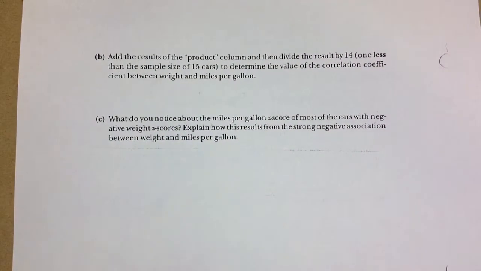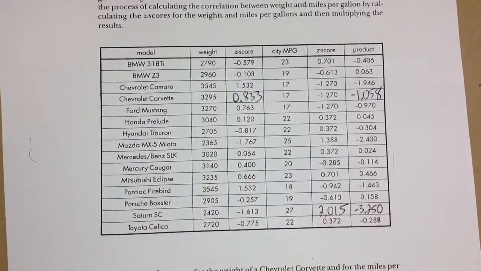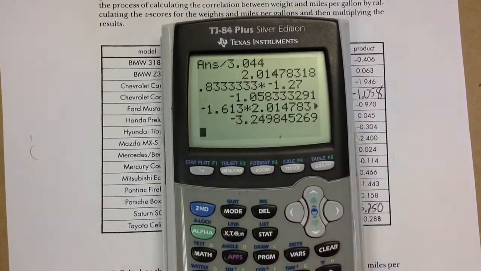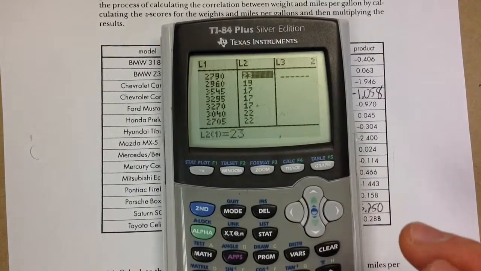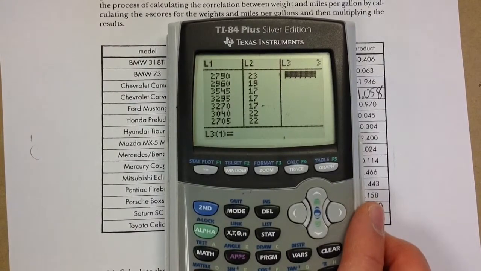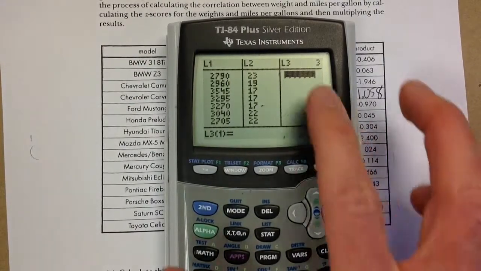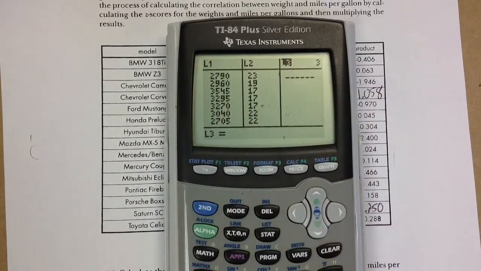All right. Next, we will add the results of the product column. I like to be lazy. So I will use this machine to do this quicker. In L1, I will put the weights, and in L3 I will put the z-scores for L1. So tell me what to type. I want to do this automatically. Let's be lazy together, okay?